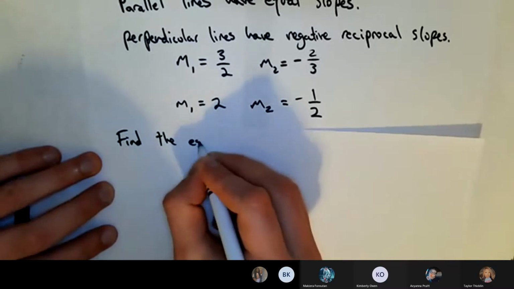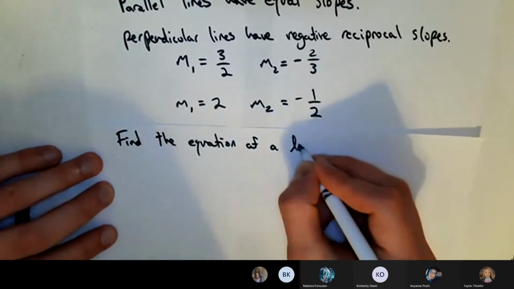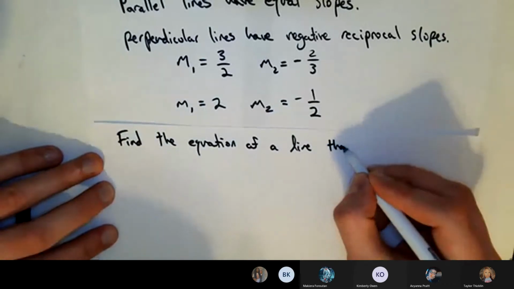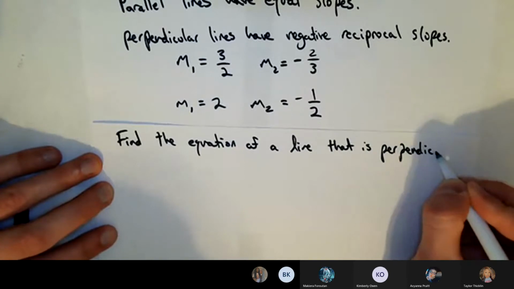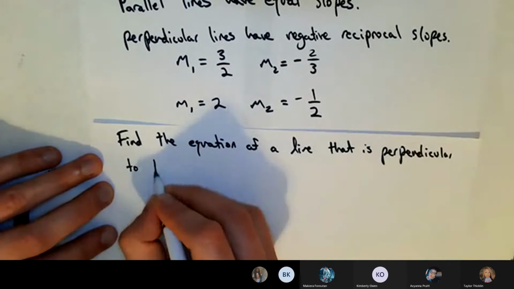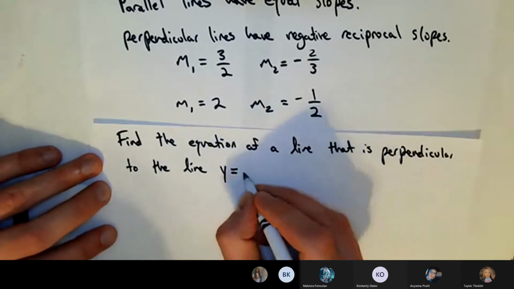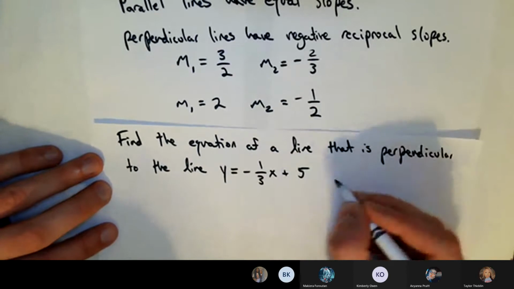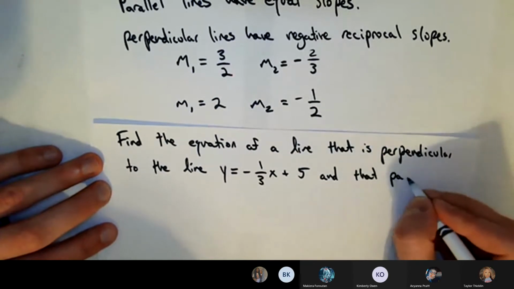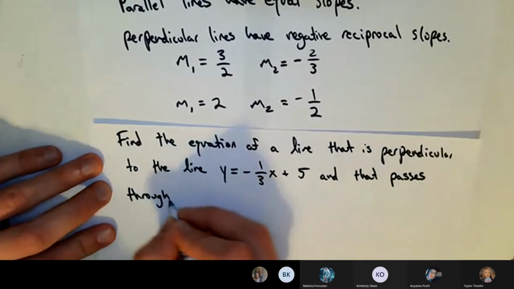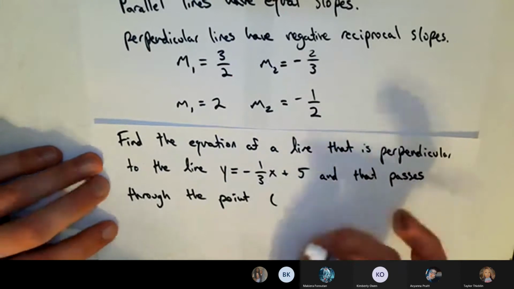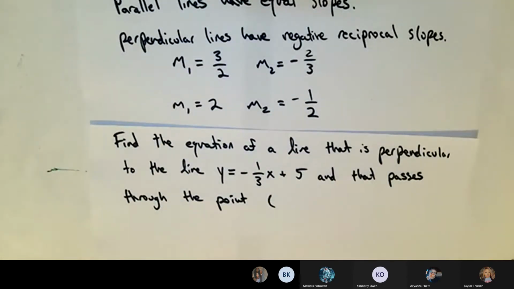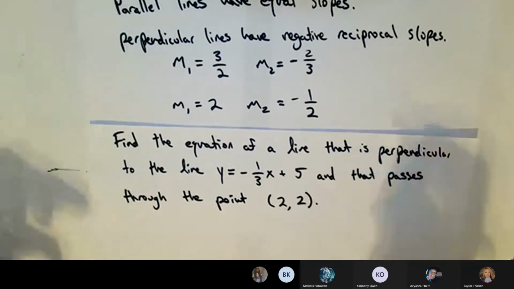Find the equation of a line that is perpendicular to the line y equals negative 1/3 x plus 5, and that passes through the point 2, 2.